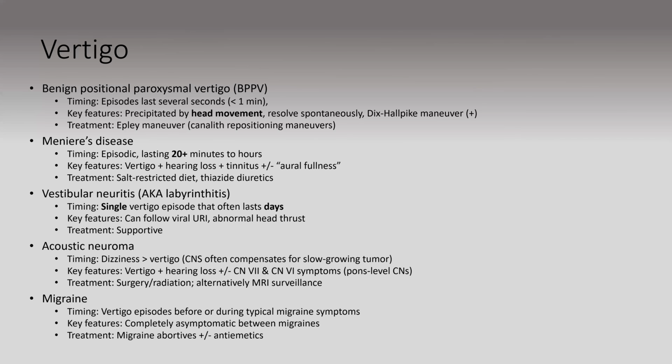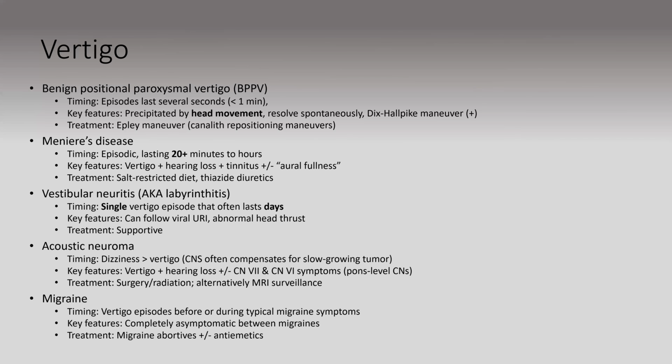Then we have acoustic neuroma, which it can be tricky to distinguish specifically from Meniere's disease. So this one, I would say dizziness is more common than vertigo, as the CNS can compensate for your tumor. So if a tumor grows in a period of 6 months, usually the CNS can accommodate and reduce the vertigo occurring, but dizziness can occur. But if vertigo does occur, don't just pick it if you see vertigo. Look for symptoms of compression.